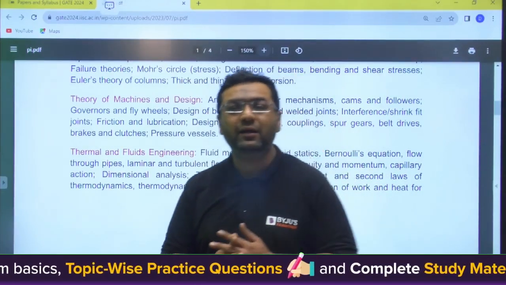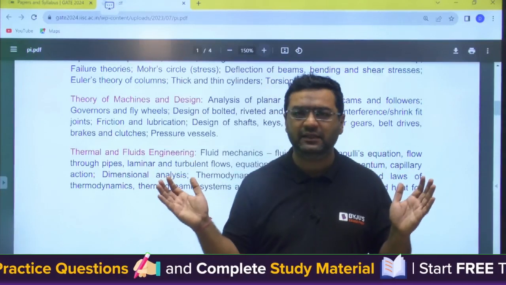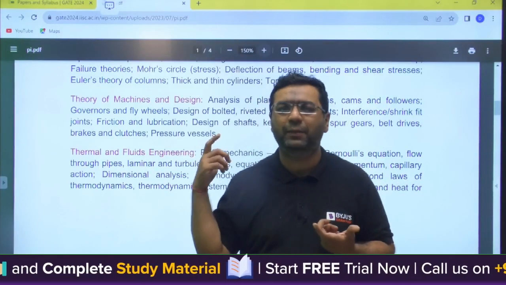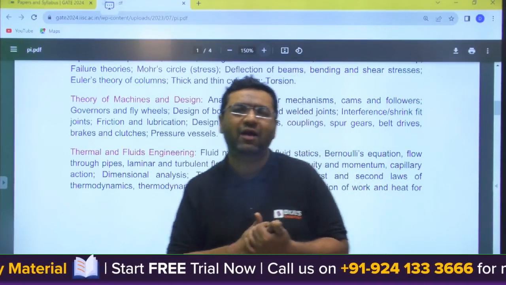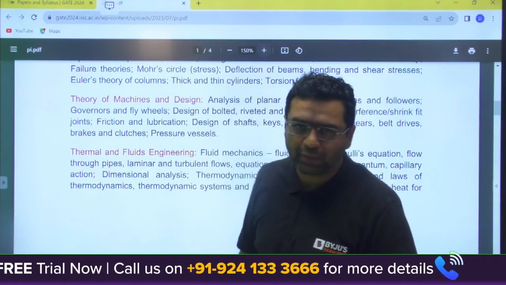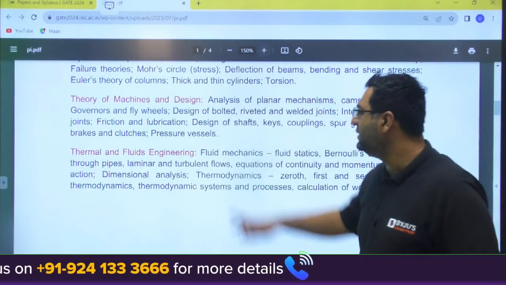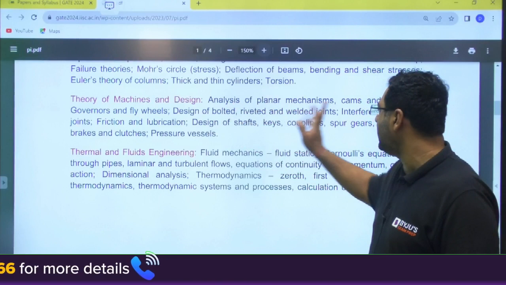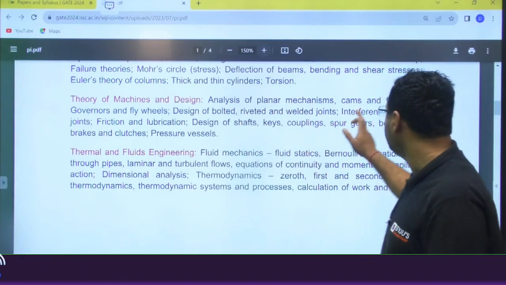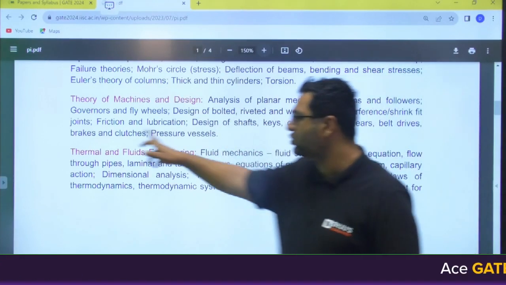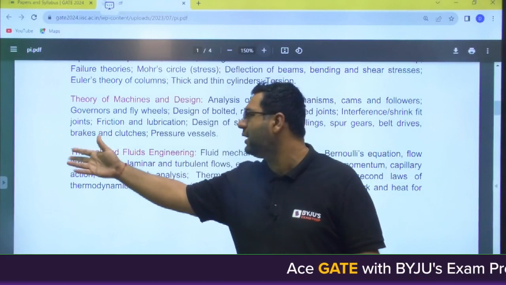So my dear, whatever you study up to flywheel, it is there. Then we don't have balancing in this. And after that, gyroscope is also not mentioned. Then my dear, when we see design, the bolted, riveted and welded joint is completely there. Interference or shrink fit joint, this is a separate note there in mechanical.